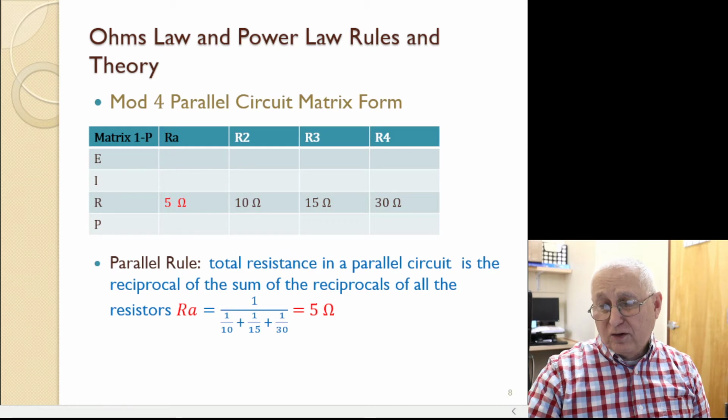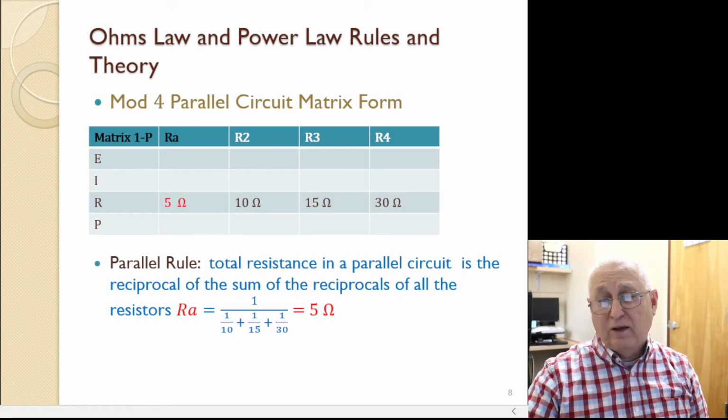Total resistance, again, in a parallel circuit is the reciprocal of the sum of the reciprocals. And here we have it, 10, 15, 30 in parallel, 5 ohms. Again, this 5 ohms must be less than the lowest resistor in value. If you get a number larger than that, go back to your calculator and recalculate.